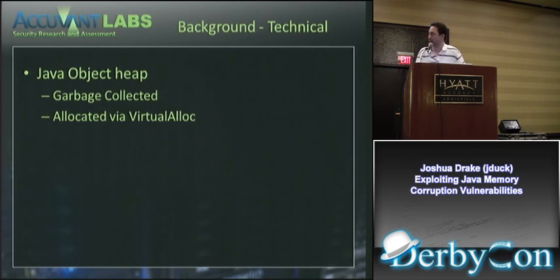But the Java object heap is different. The Java object heap is garbage collected, so if you allocate a whole bunch of objects, the developer doesn't have to care at all about those objects. They'll just go away whenever it needs memory. It actually is implemented in VirtualAlloc. The way they do it, they allocate a huge chunk of memory, and then they just divvy it up themselves.